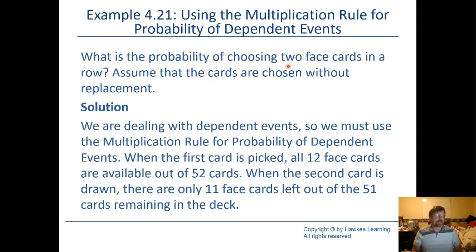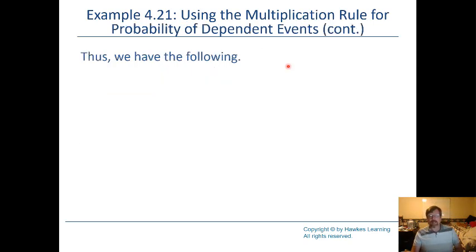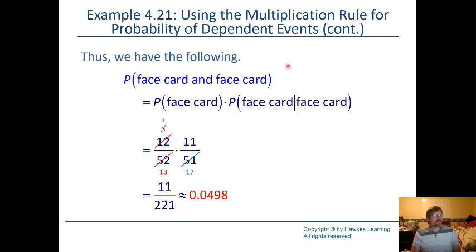First card is picked. All 12 face cards are available. I'm drawing a 6, so that's not a face card. When the second card is drawn, if the first card was a face card, there are only 11 face cards left and 51 cards remaining. So we have probability of a face card, which is, there's 12 face cards, 12 of 52.